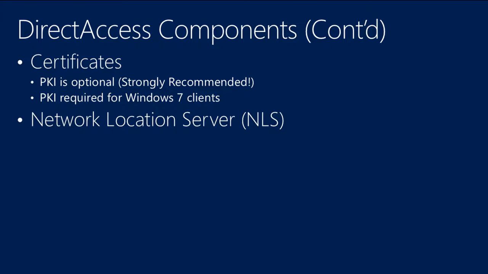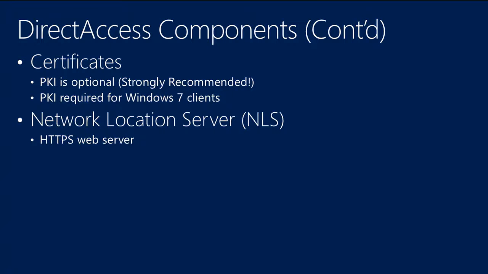The network location server, as I said before, was a separate component. It is now built into the server and into the role. And so when you install the direct access server, this component is actually installed on the server, so you don't have to worry about setting anything up there. It's nothing more than an HTTPS web server.